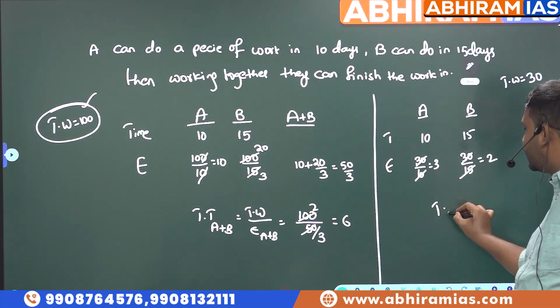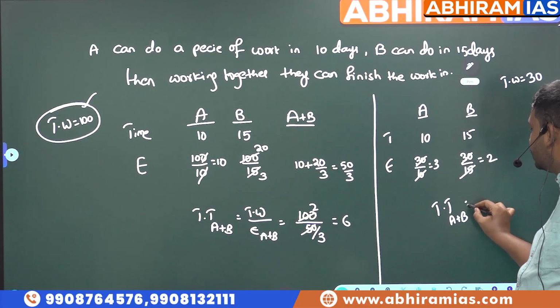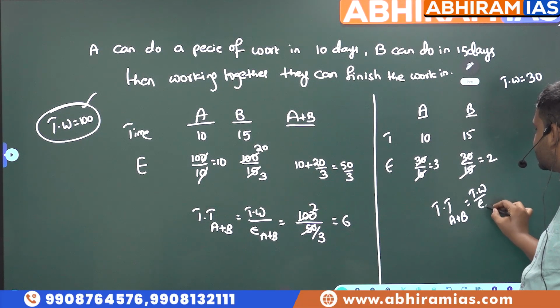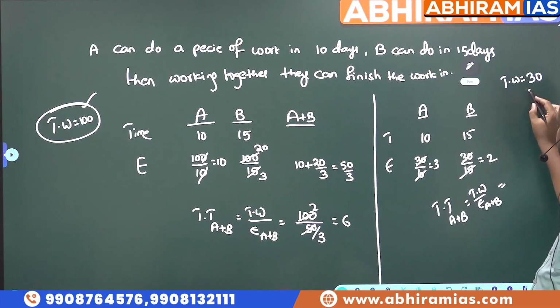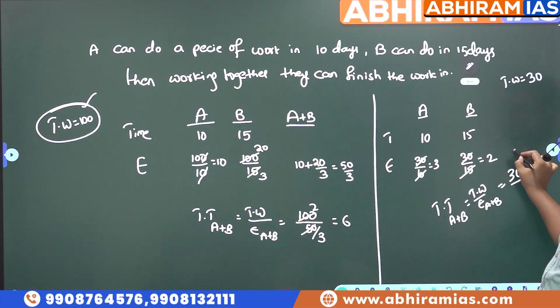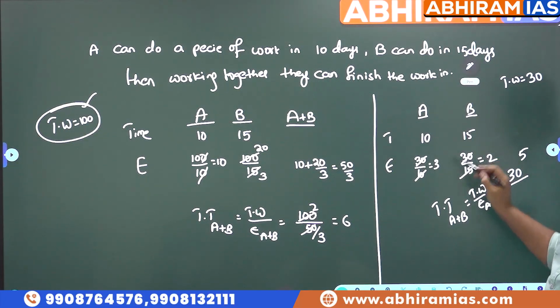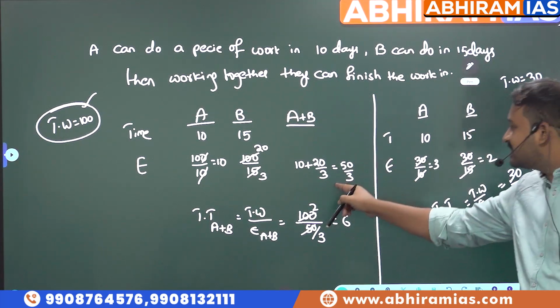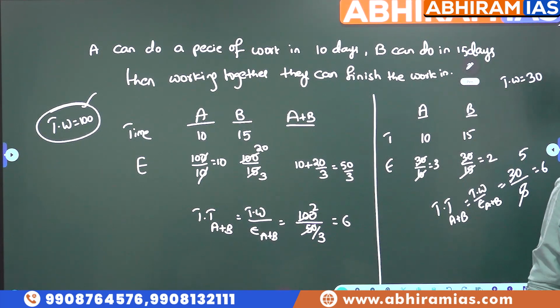So now time taken by A and B will become total work by efficiency of A and B. Total work is what I have assumed here, 30. And what is their combined efficiency? 3 plus 2, 5. So 30 by 5, that is 6. Now tell me what is the difference between this one and this one?